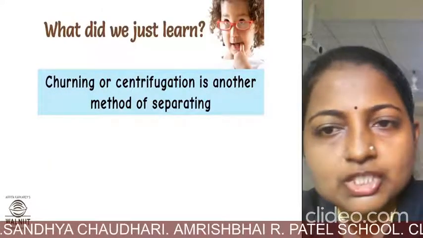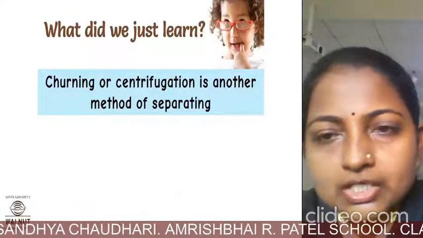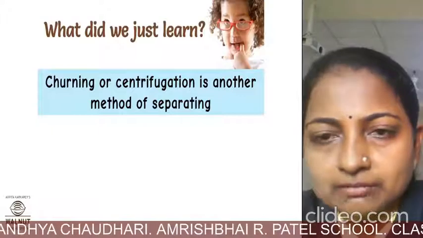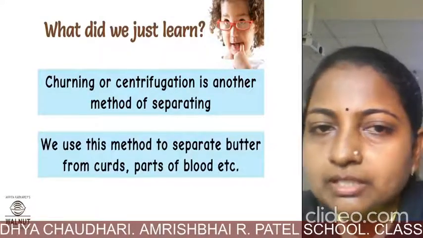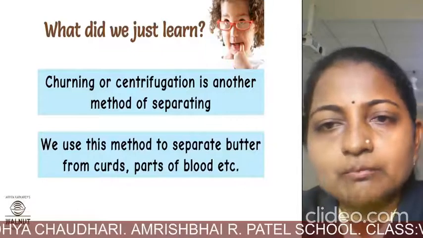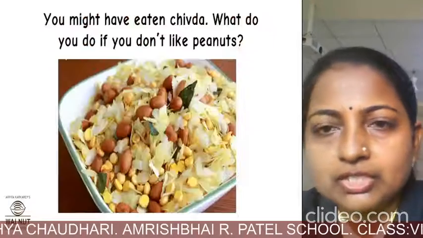What did we just learn, children? Note it down. Churning or centrifugation is another method of separation. We use this method to separate butter from curds, or different parts of blood we can separate by centrifugation.